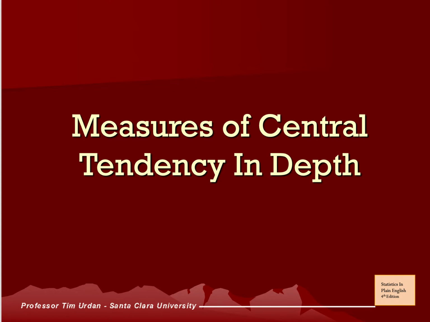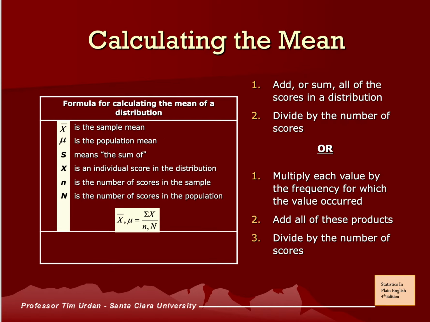So let's take a little bit more of a zoom in. How do we calculate the mean? So first of all, we have different notation for the mean. We have the sample mean, which we call X bar. Then we have mu, which is the population mean. So those are two different notations for sample and population.